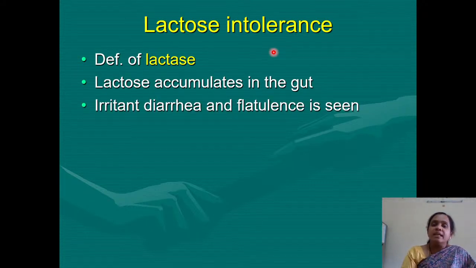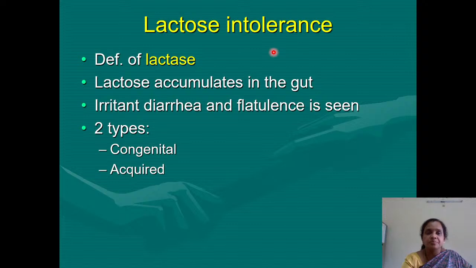That will lead to irritant diarrhea and flatulence, because we have already seen what will happen when any carbohydrate is not digested. It will attract the bacteria. Bacteria will grow, hydrogen and all the gases are formed. It will lead to acetic acid, butyric acid and lactic acid. All these acids are produced. As a result of that, it will lead to irritant diarrhea and flatulence.